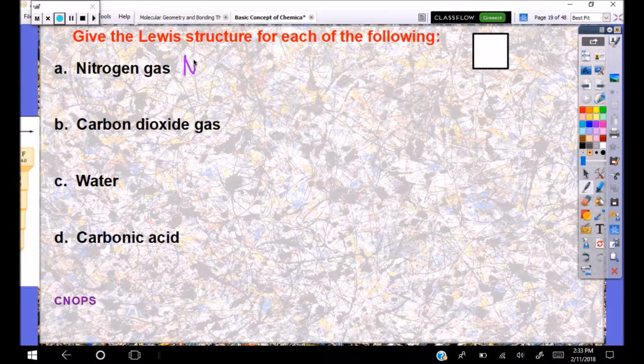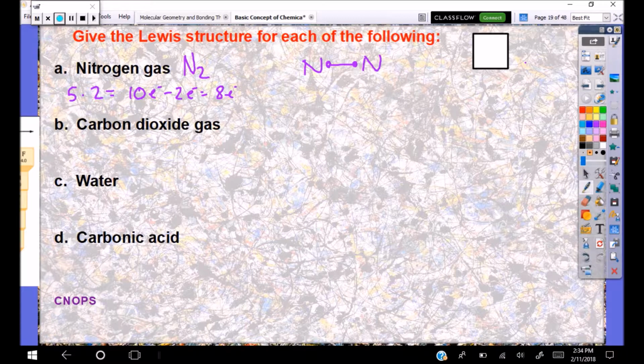Nitrogen gas, that is diatomic, that is N2. First, let's find our total. We know that there are 5 valence electrons times 2 atoms. We've got a total of 10 electrons. We're going to place them and connect them. All right. So I've used 2 of my electrons total, so I need to subtract out. And then I need to distribute. I can place electrons around my atoms, but I only have 8 to place.